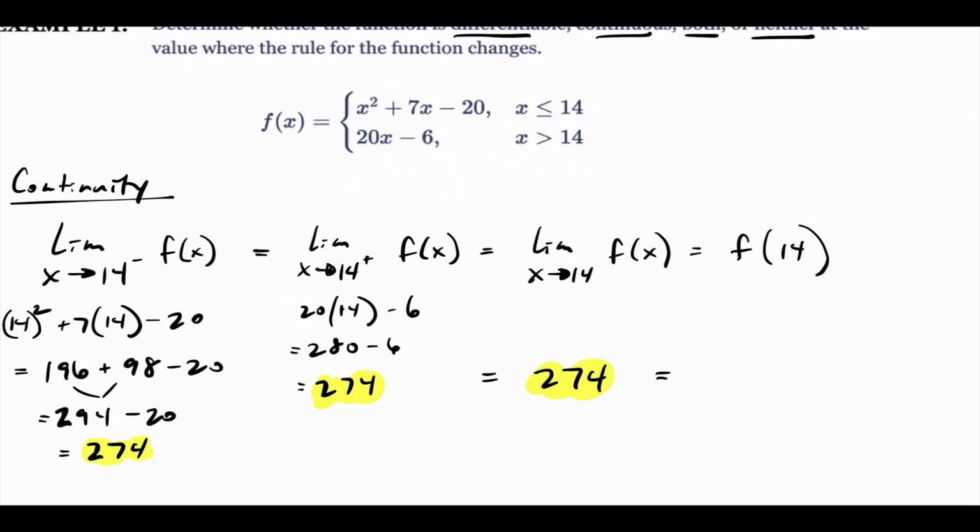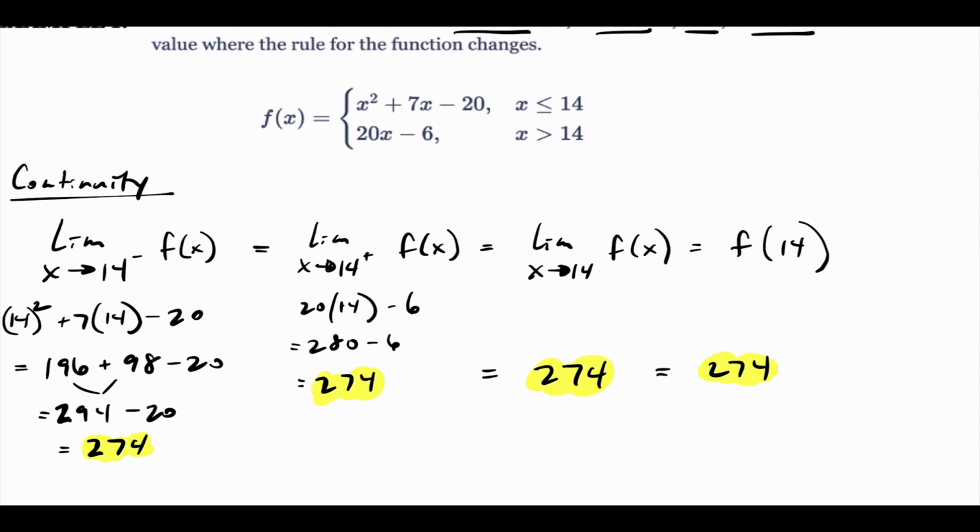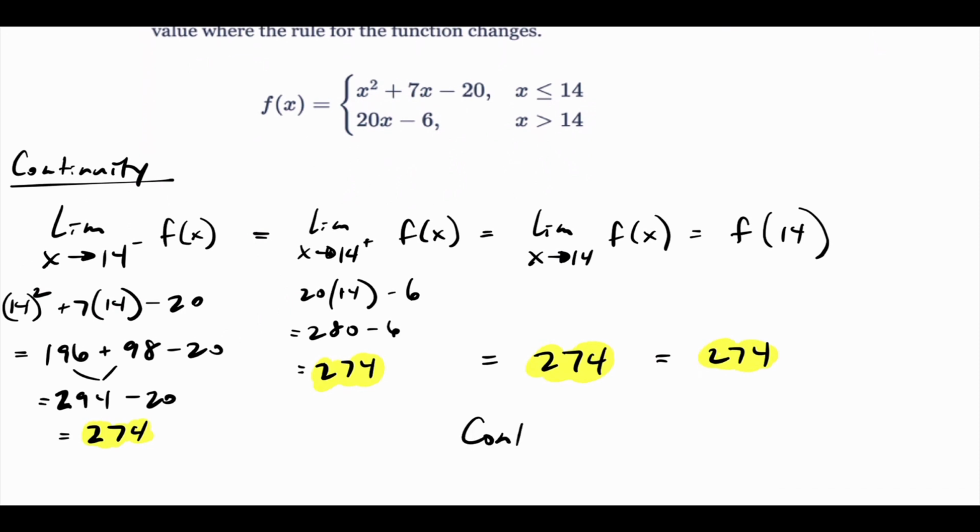How would we find f of 14? Or have we already done it? Yeah, plug it into the top one, right? Because that's where it's equal. We've already done that, right? And we got an answer of 274. So this function is continuous. We know it's continuous. Okay? So let's write it down so we don't forget. Continuous.